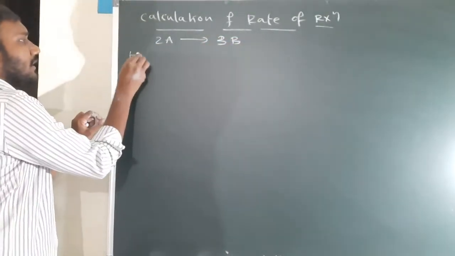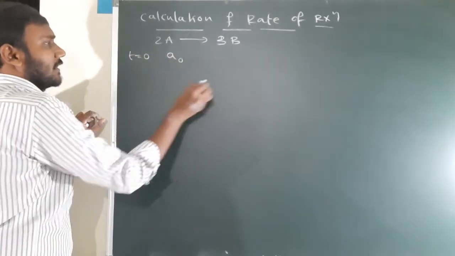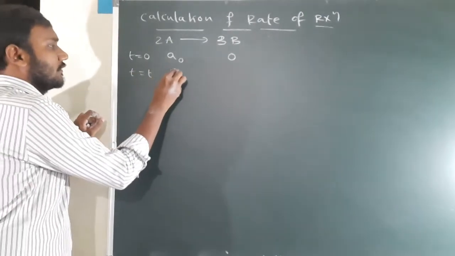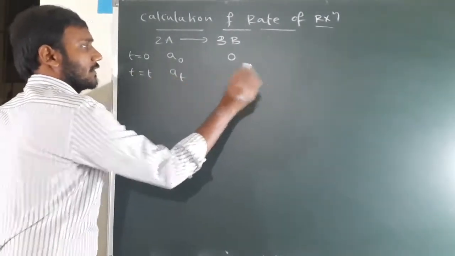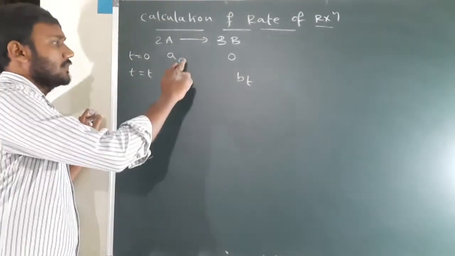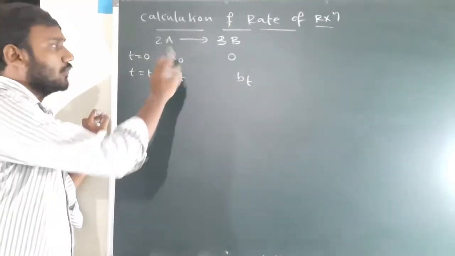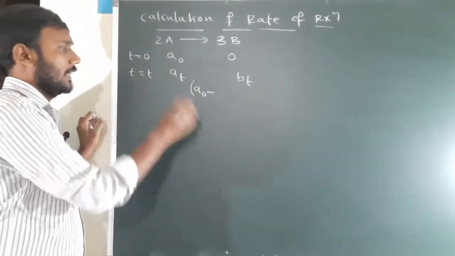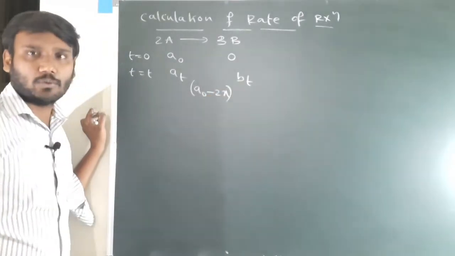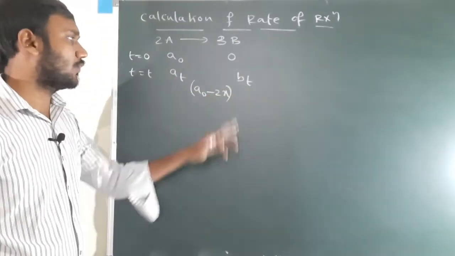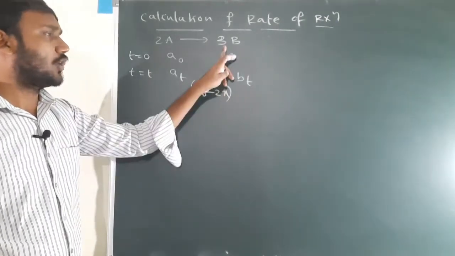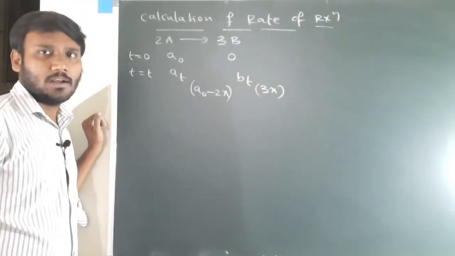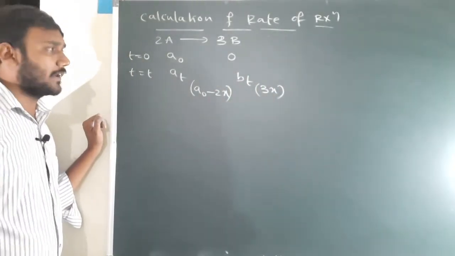Now at the time t equal to 0, the concentration of the reactant is A0 and the product formation is 0. Next, at the time t equal to t, the concentration of the reactant is A_t and the concentration of the product is B_t. A_t is some amount of A0 converted to product. How much is converted? 2 moles we are taking, right? So 2x is converted to product. How many moles of product are forming? 3 moles, so the product formation is 3x.